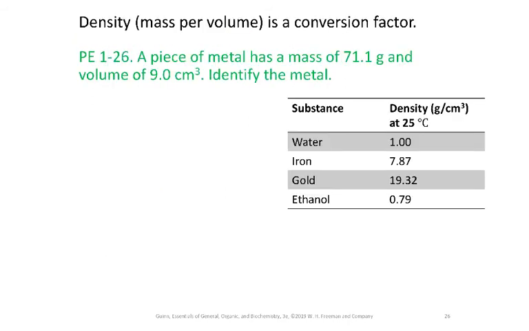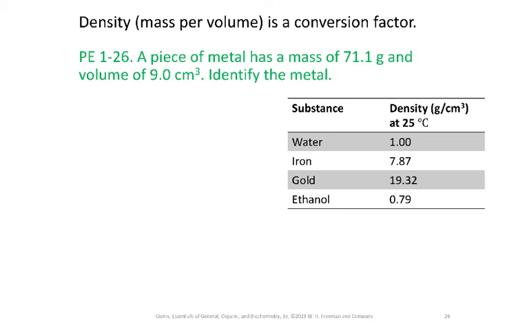So we encountered density on one of the first days as a derived unit. It's mass per volume, but it's also a conversion factor. It's a conversion that connects mass and volume. So here's practice exercise 162. A piece of metal has a mass of 71.1 grams and a volume of 9 cubic centimeters. Identify the metal. And here's a table of some substances and their densities.